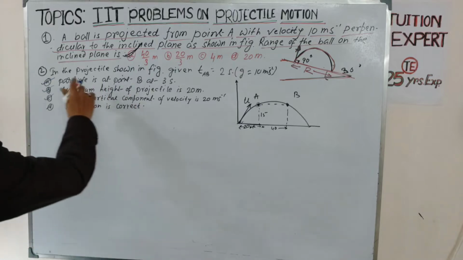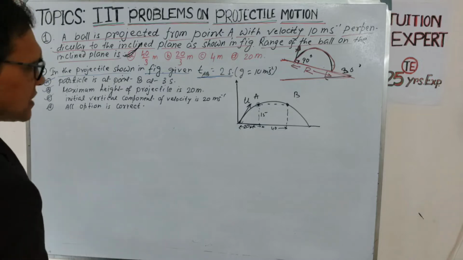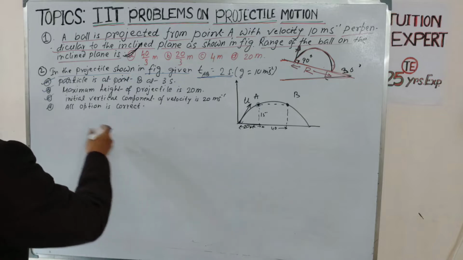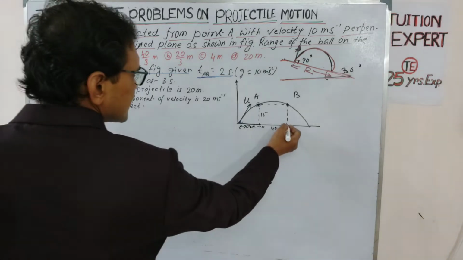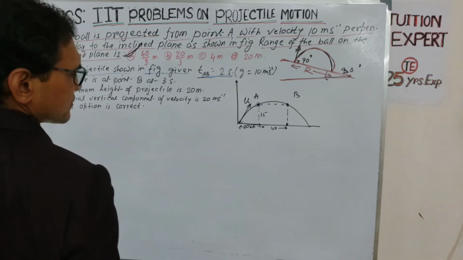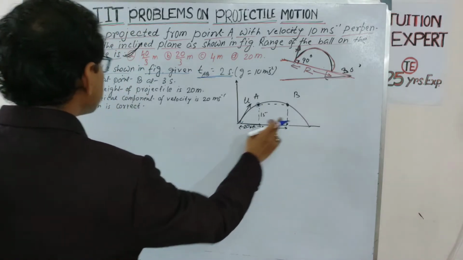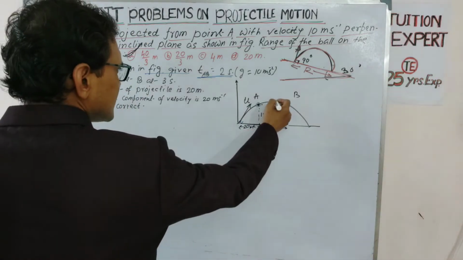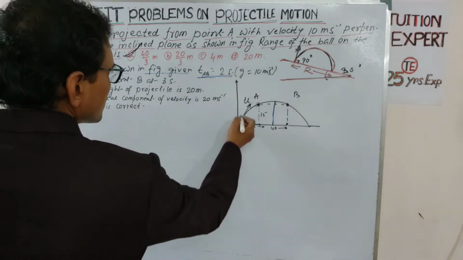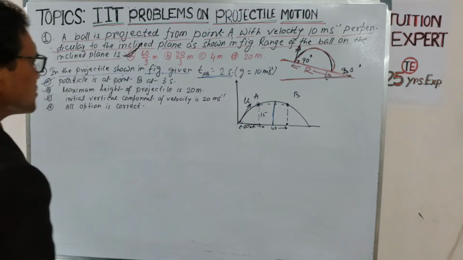So I repeat the problem once again. In the projectile shown in figure, TAB equals 2 seconds, means this to this is 2 seconds. The options are given. Particle is at point B at 3 seconds, means the time taken to reach the particle from this to this point is 3 seconds. Maximum height, that is this height, is 20 meter. Initial vertical component of velocity is 20 meter per second. All options are correct. So four options are given. Which one is correct?